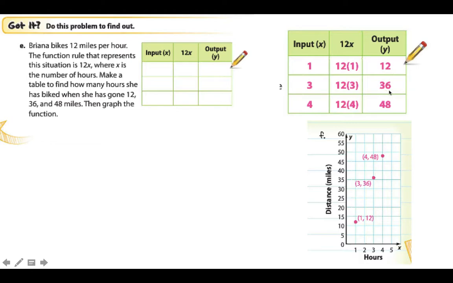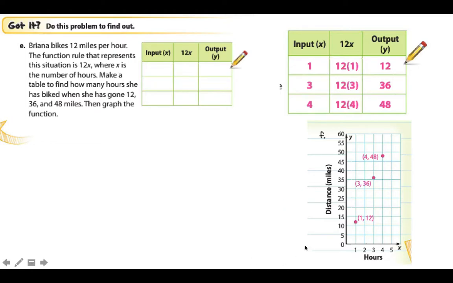We've got an output of 36. 12 times 3 equals 36, so x value would be 3. And then we've got 48, and we know 12 times 4 equals 48, so our other input value will be 4. So here are our ordered pairs: 1 and 12, 3 and 36, and 4 and 48. So we're going to use that graph that was given to us, and we're going to graph each of those relationships as an ordered pair.